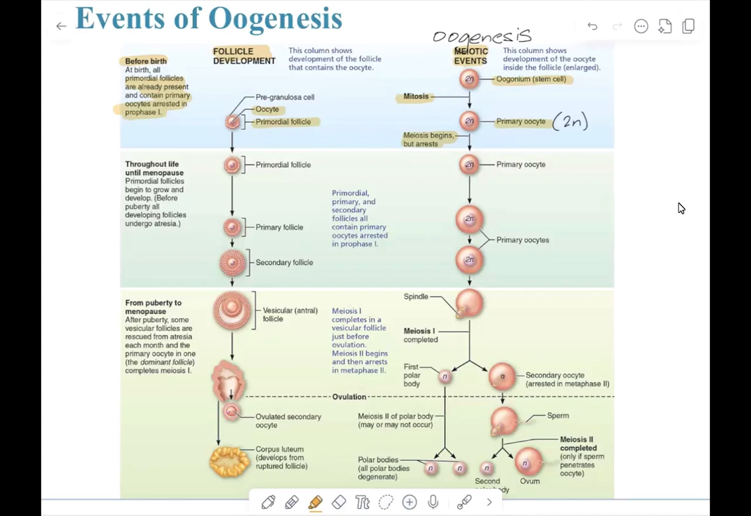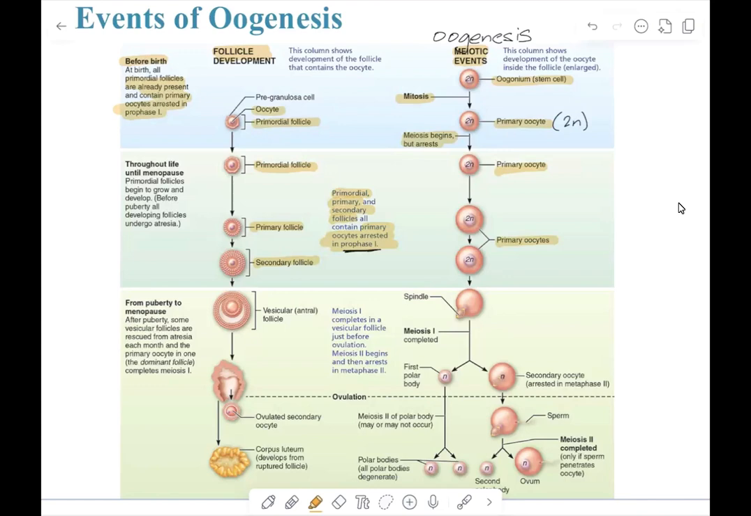So after birth, this is when the primordial follicles are going to start to mature. So the primary and secondary follicles all contain primary oocytes that are arrested at prophase 1. So it's important to remember, they're all primary oocytes, but the follicle gets a little bigger. So the follicle is simply named because of the shape of the granulosa cells and the layers of granulosa cells.